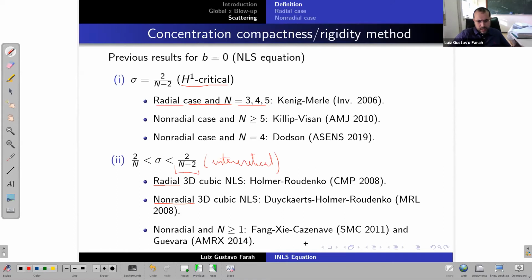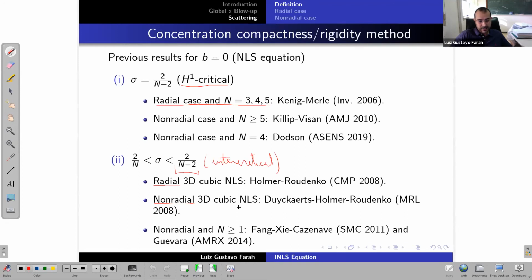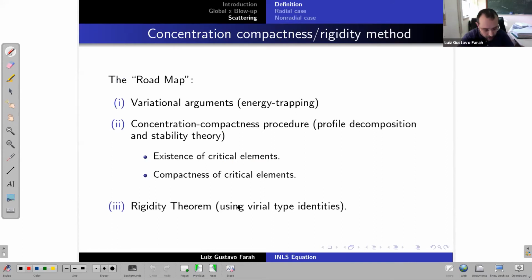And then this was extended by Fang, Xie, Cazenave in 2011, and also Guevara in 2014, for the non-radial case and for all dimensions, right? So for all the intercritical possible equations, they show that this kind of proof also works, not only in the 3D cubic case, but also for the general case. Very nice. So what is the main idea? Well, what is the roadmap, right? As Carlos Kenig said in his book about this topic. So the roadmap to prove these results is the following strategy. First, we consider some variational arguments.